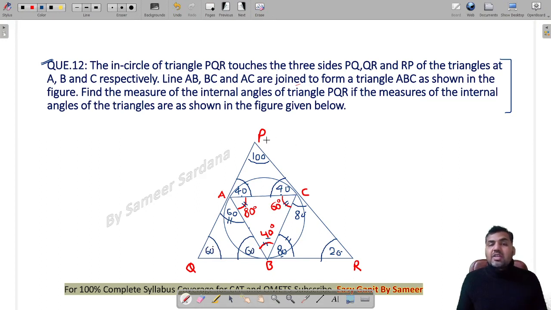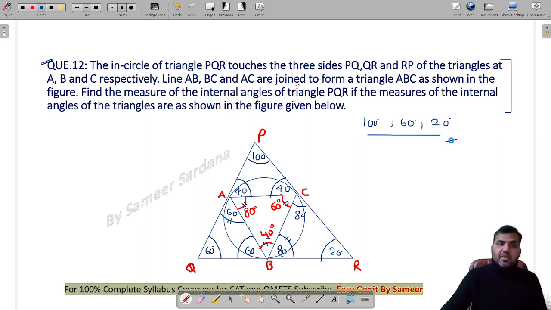So all three angles, right? Angle P, angle Q, angle R of the triangle will be 100 degree, 60 degree, and 20 degree respectively. This would be the correct answer to the question.